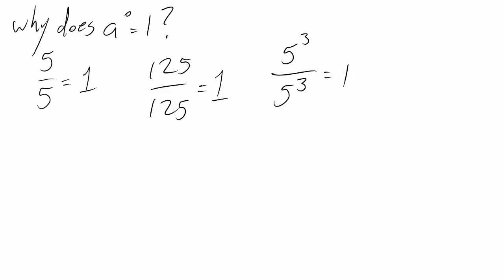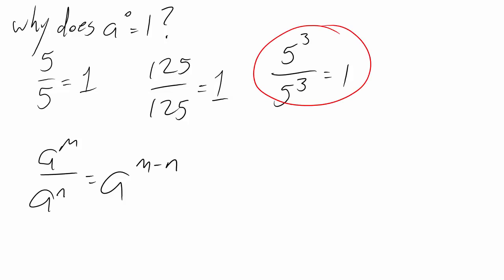Now we know that, according to our rules for exponents, a to the m divided by a to the n is equal to a to the m minus n power. So basically, if you have the same base with different exponents being divided by one another, that's cause for subtraction of those two exponents. And that's what we're going to use here. Instead of looking at this as a division problem, we're going to look at this as an exponent subtraction problem.